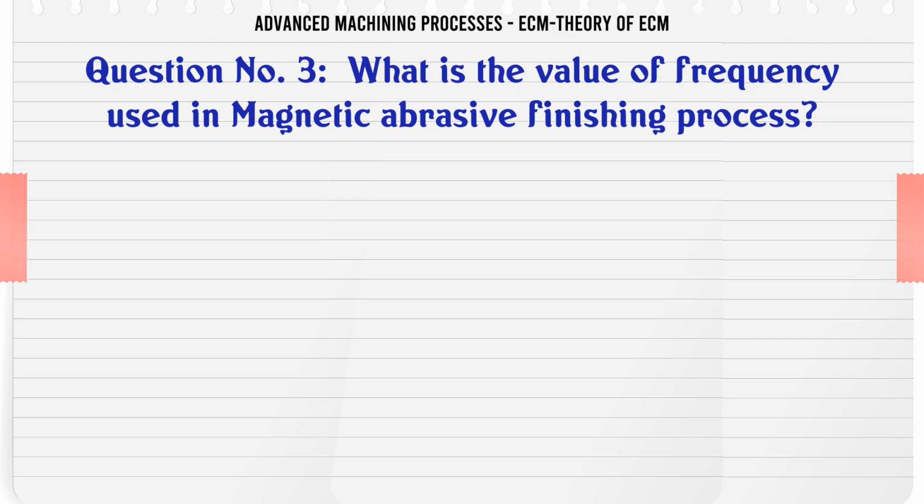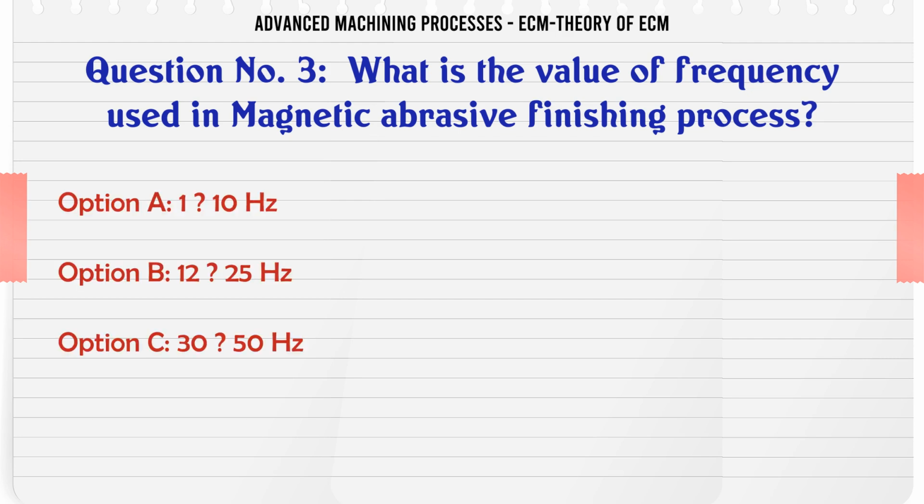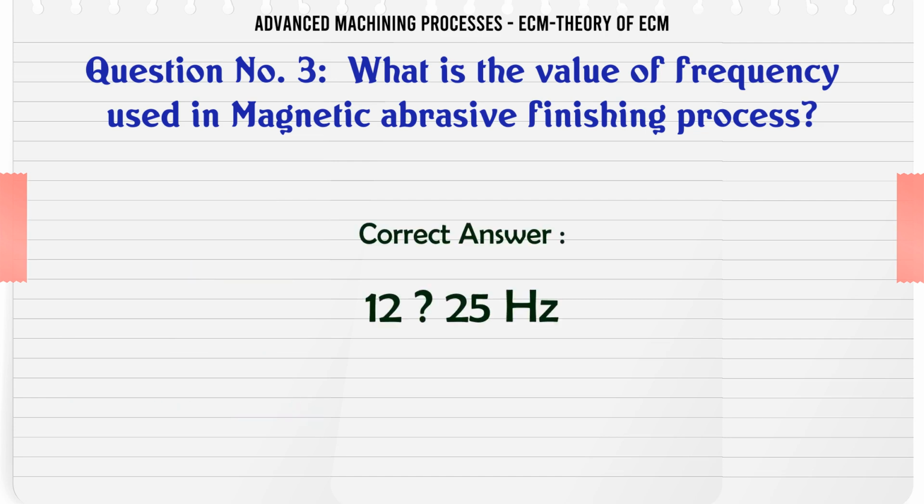What is the value of frequency used in magnetic abrasive finishing process? A: 1-10 Hz. B: 12-25 Hz. C: 30-50 Hz. D: 60-100 Hz. The correct answer is 12-25 Hz.